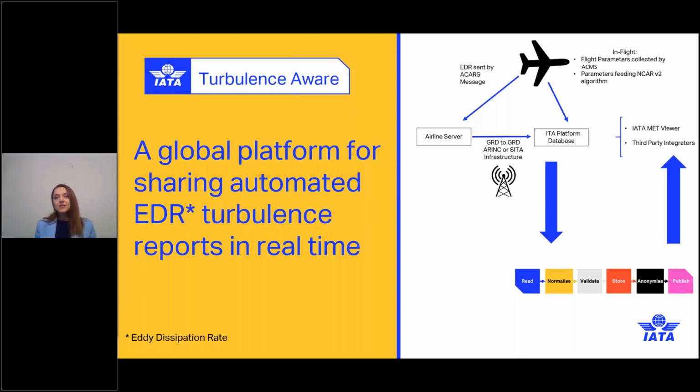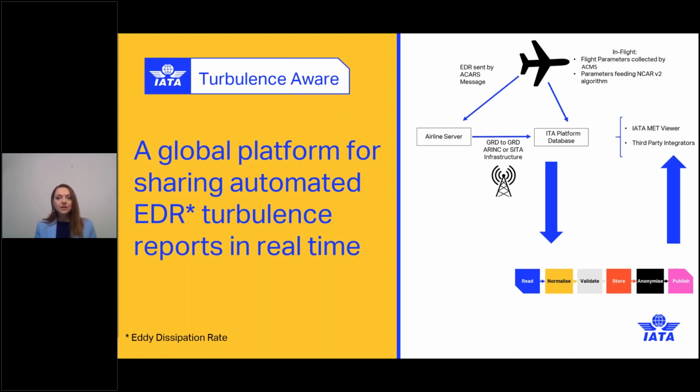This is where IATA is picking up these reports from different airlines in real time. We then normalize the data, we do quality control of this data. We then make the data available as a data feed so that airlines can consume it through different third-party tools, through their own in-house tools, and as a data layer.